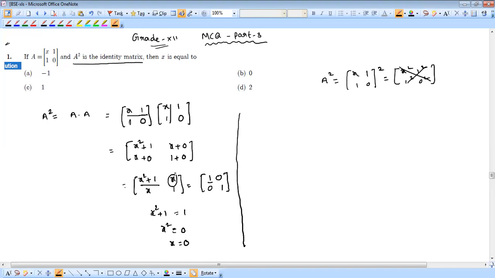Now see here, 1x and here 0. So x equals 0 here also, and here also x equals 0. So in all the cases, x value 0 is coming. So the answer option B is the right answer.